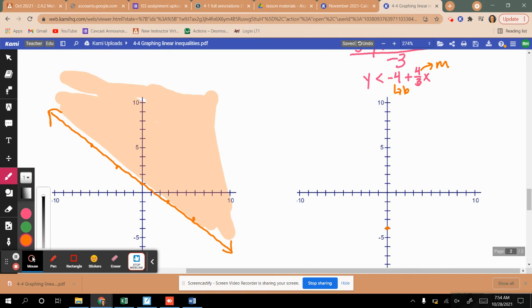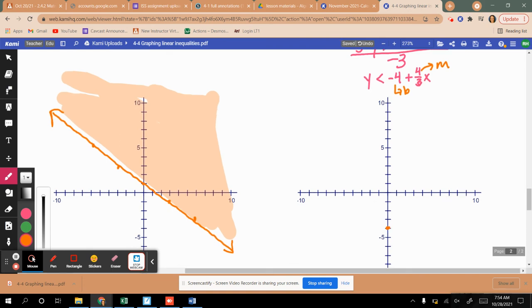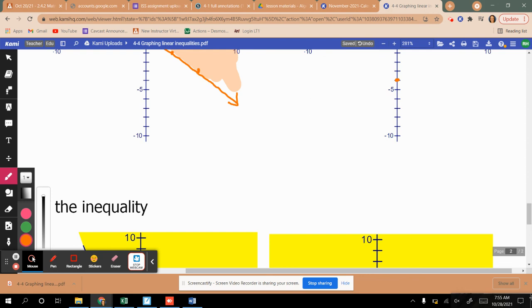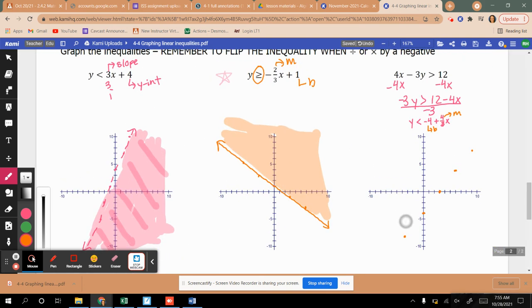4/3 x. Rise 4, run 3. So rise 1, 2, 3, 4, run 1, 2, 3. If this isn't exact, that is okay. So rise 1, 2, 3, 4, run 1, 2, 3. So that's going to be close enough.